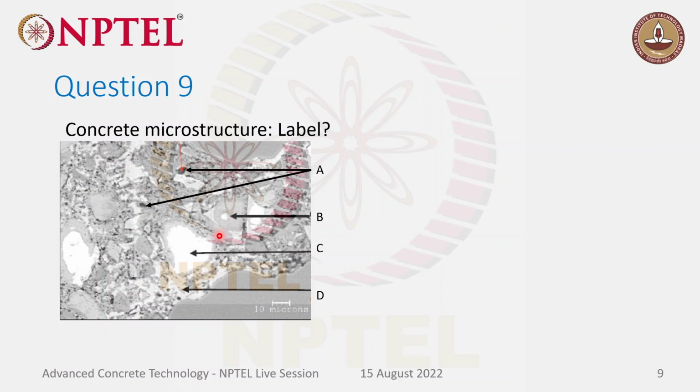Then what is option C? Unhydrated cement grain. That is the right answer.